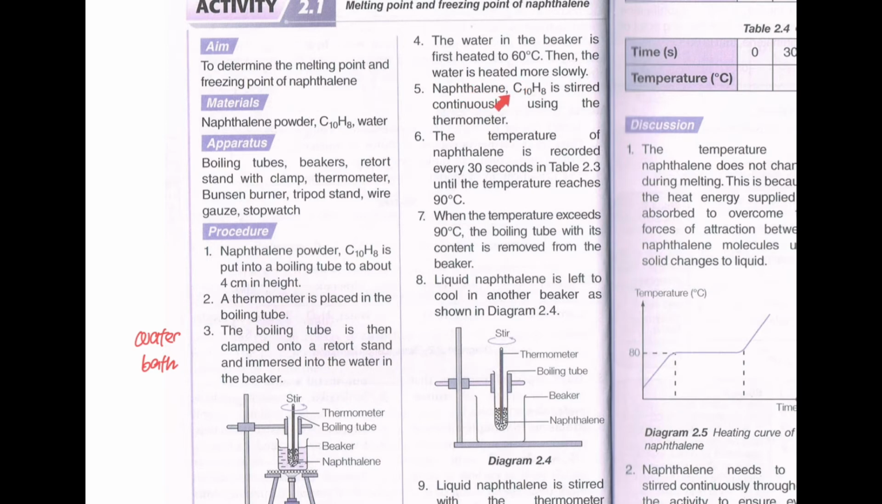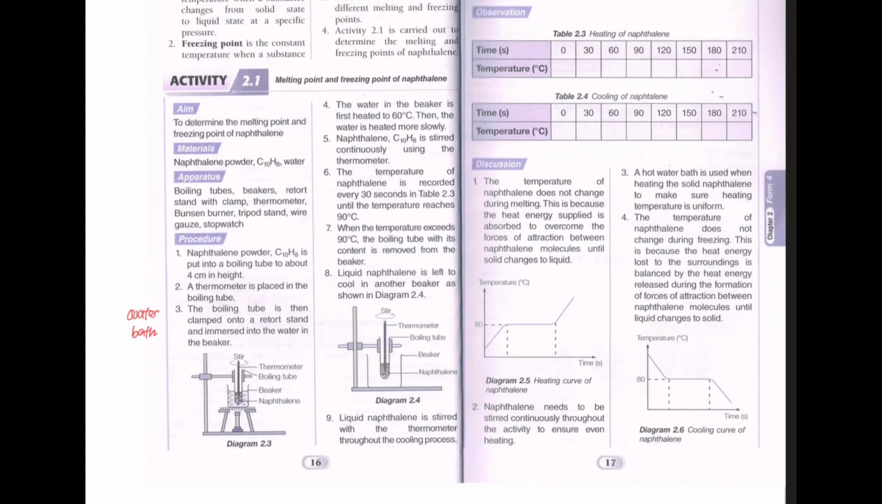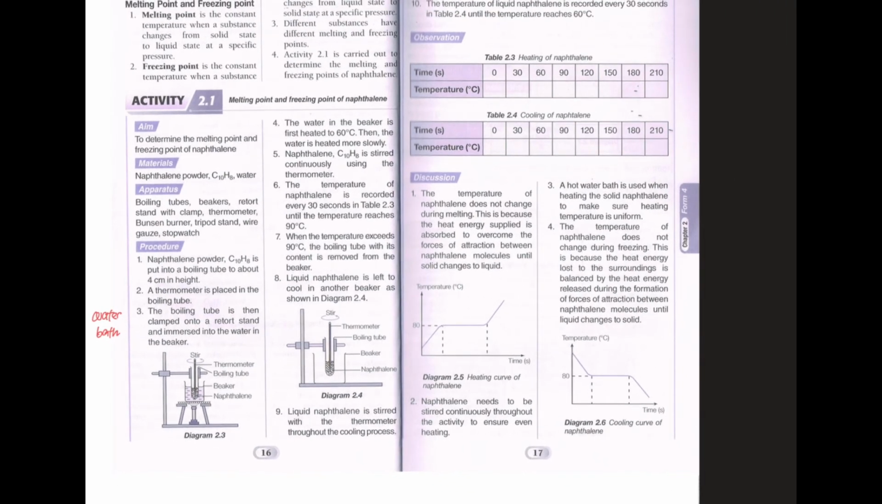Naphthalene is stirred continuously using the thermometer. I use the thermometer to stir. The temperature of naphthalene is recorded every 30 seconds in table 2.3 until the temperature reaches 90 degrees Celsius. Okay, so you will see something like this. You look at the graph. Yes, from room temperature, maybe from 60 degrees Celsius. So you continue to record your temperature.